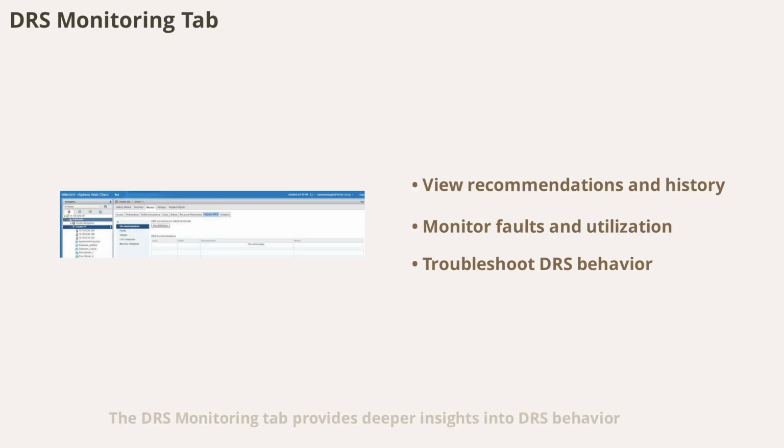The DRS Monitoring tab provides deeper insights into DRS behavior. Here, you can view recommendations, history, faults, and utilization statistics for CPU and memory. These views help you troubleshoot issues, understand DRS decisions, and optimize your cluster's performance. Keeping an eye on these metrics ensures you can quickly respond to any emerging problems.